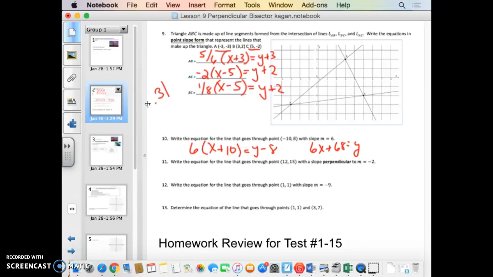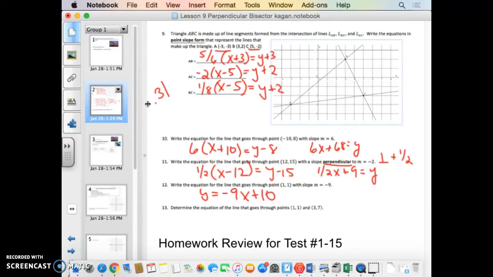Down here, you should get 1/2 x minus 12 equals y minus 15. And because it says perpendicular, so perpendicular would be a positive 1/2. That's where I get my slope from. And so you get 1/2 x plus 9 equals y when you do the work. All right, you should get y equals -9x plus 10.